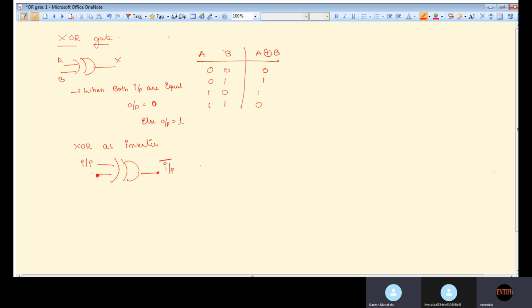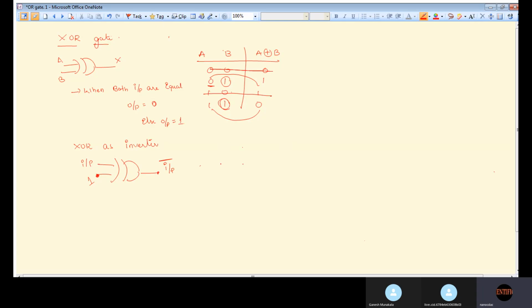Very good. When the second input is equal to 1, if we are tying the second input to 1, then it is acting as an inverter. See here, one input is 0, the second input is 1, then the output is the complement of the input. And here also, if you see, the second input I am tying to 1, the output is nothing but the complement of the input. These two cases you can explore, but you can consider the other cases.